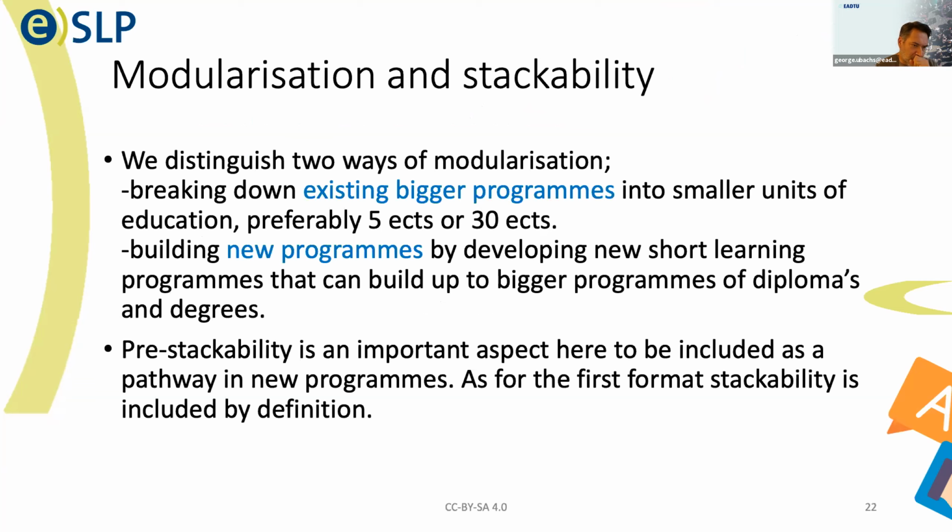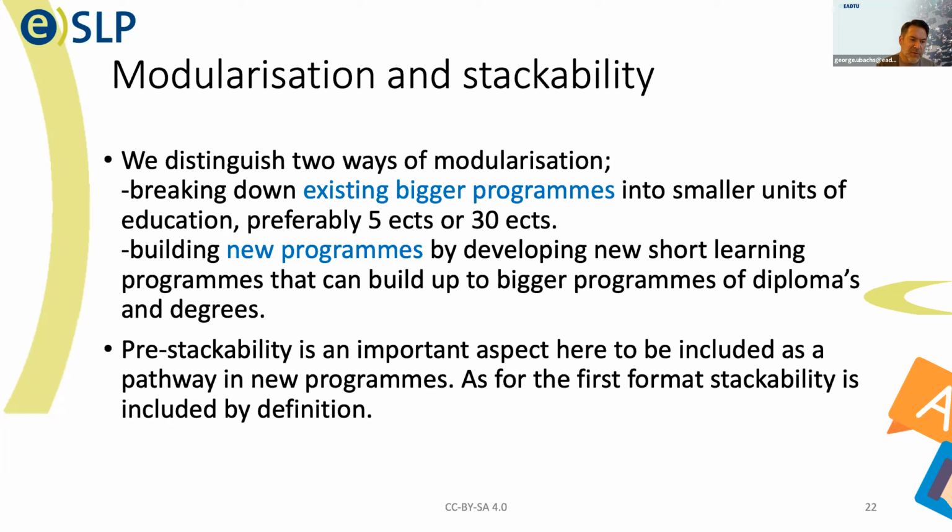Now coming to modularity. We can distinguish two ways of modularization. One, and that's most common, is breaking down existing bigger programs that are currently offered in the bachelor-master system into smaller units. You cannot do that one-on-one. You need to adapt these smaller units also to the needs of the market. So a course of a bachelor-master program is not by definition a micro-credential. A micro-credential should also be relevant for the needs of the market. So, breaking down existing programs, and also building new programs by developing new short learning programs that can build up to a bigger program. In both cases, you can think about stackability, but stackability has an added value, though it is not necessarily a prerequisite of a micro-credential.